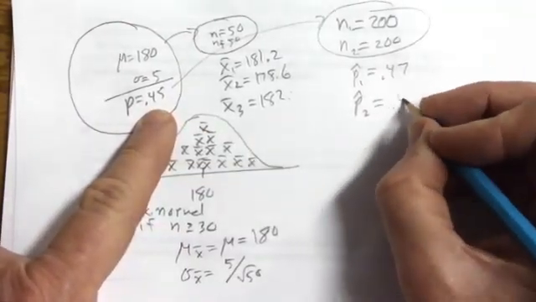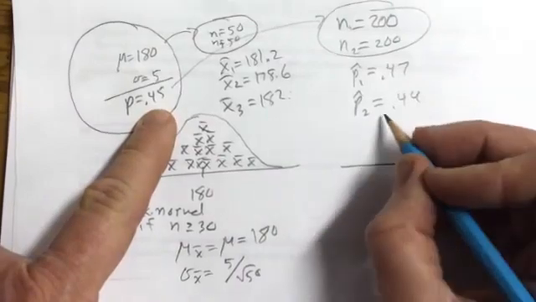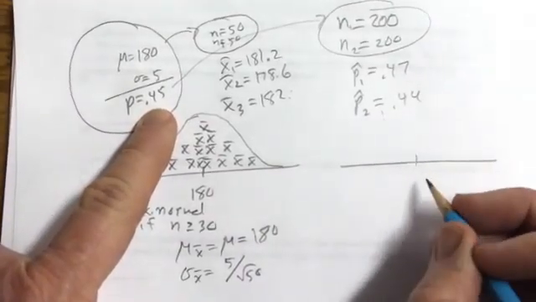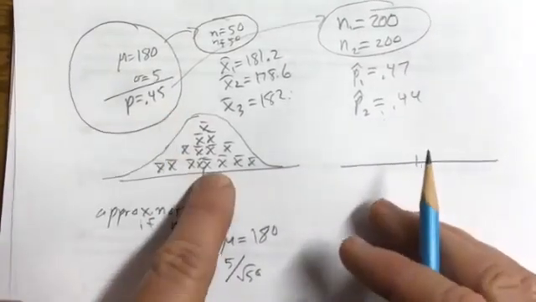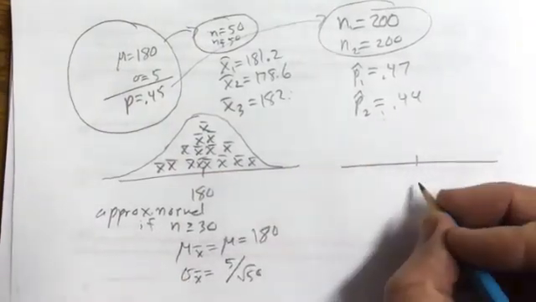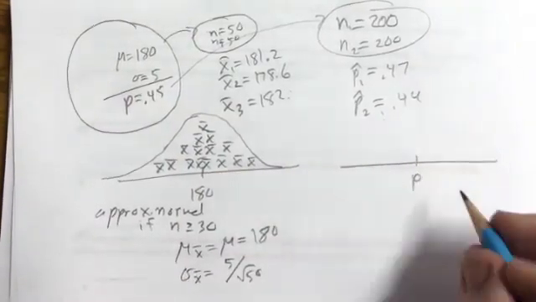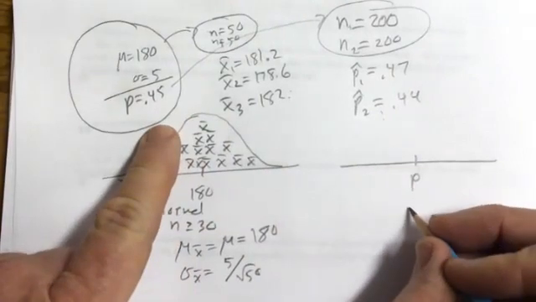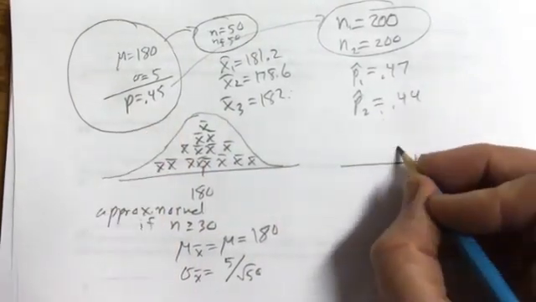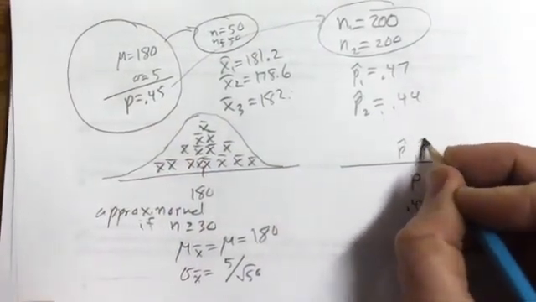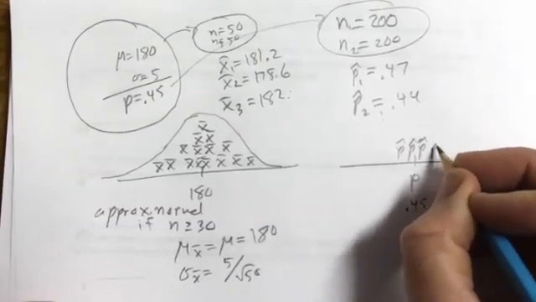So maybe this one's 0.44. What I say, if we kept getting many p hats, we would create what is known as a sampling distribution for a proportion. And here's our p, our true value, which is 0.45. The sampling distribution is every value p hat could possibly take in repeated sampling.